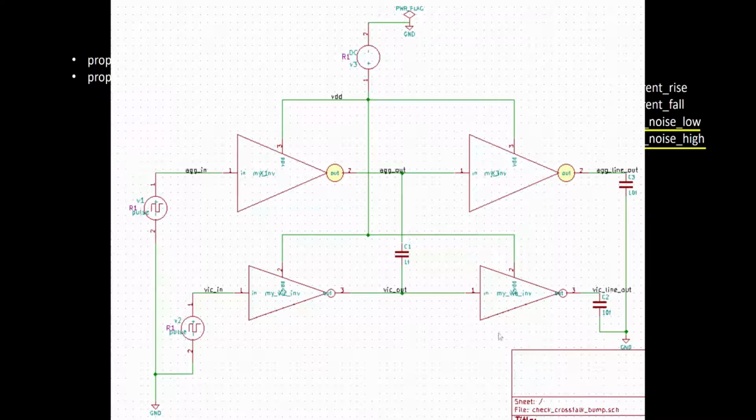Hello everyone, let's continue with the definitions for propagated noise low and propagated noise high. For that purpose, we are going to take this inverter as our channel connected component and try to characterize this component in terms of noise. So let's try to do that.